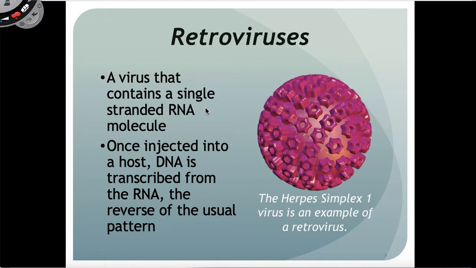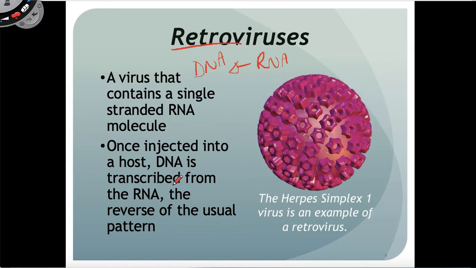Retroviruses are a type of virus, for example, the herpes simplex 1 type of virus, and this is a type of virus whose genetic material is RNA. So it's an RNA virus, but once it injects its RNA into a host cell, what it does is it works backwards. So retro means back. So it takes its RNA and it works backwards to make DNA.